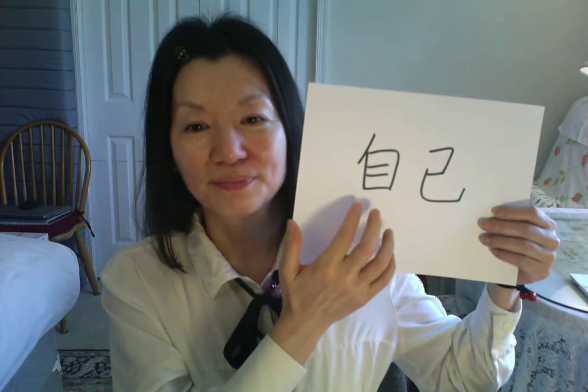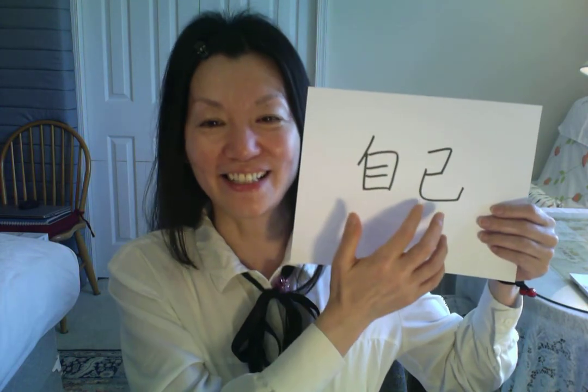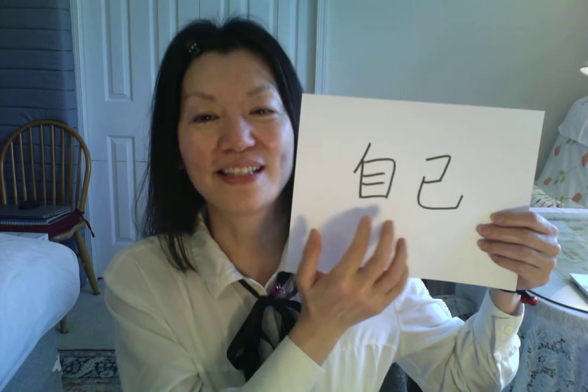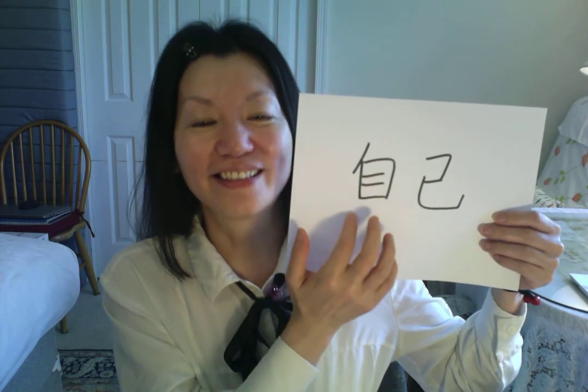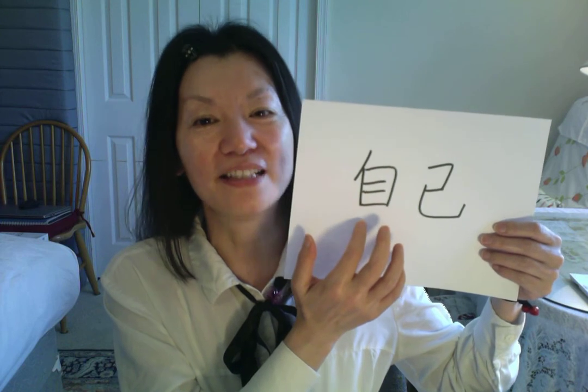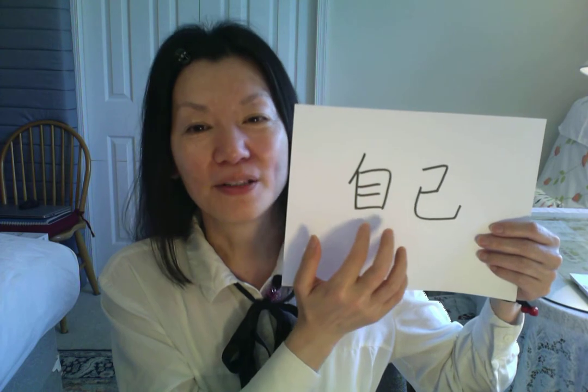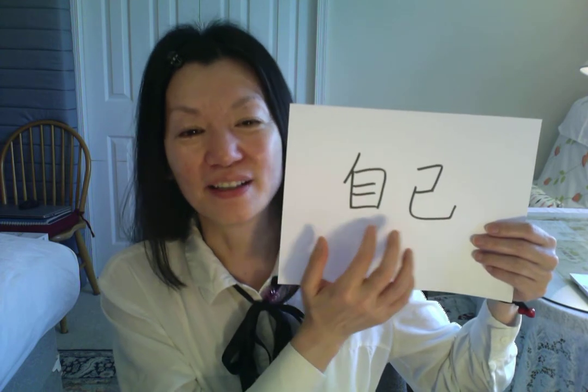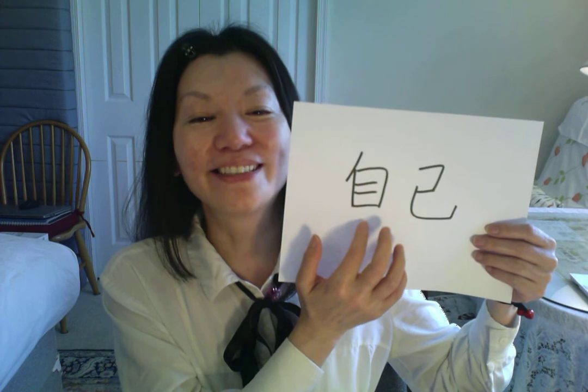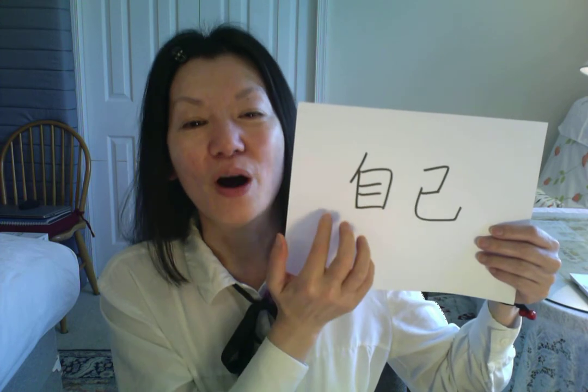And in English, you say oneself, right? Then in Chinese, you know that one? 自己, oneself. If I say myself, I can say 我自己. 自己 is oneself, so myself is 我自己. We say oneself, 自己, in Chinese.